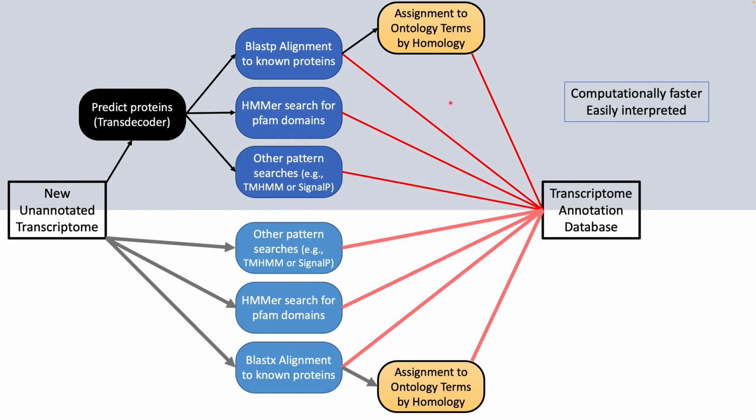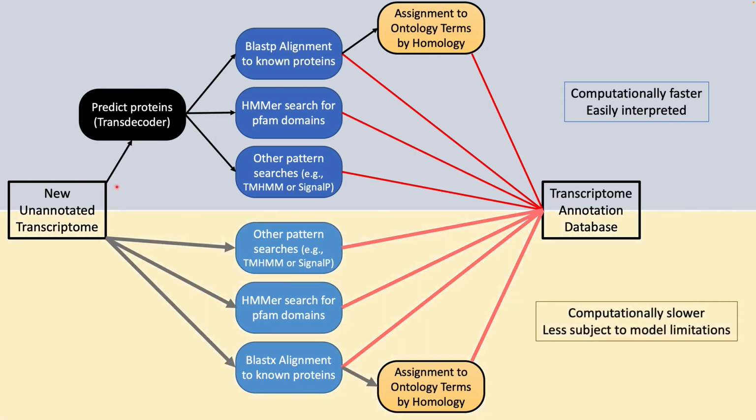On the other hand, if you have limitations, whether it's through sequencing errors or unusual proteins that use specific coding sequences, you get the computationally slower but less subject to limitation version of each of these. And so finally, once all this is done, it's put into a transcriptome database and you have your information for working with going forward.